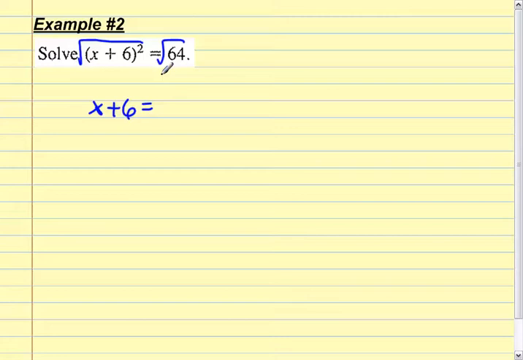Now, I don't have my calculator with me. Hang on a second. Oh, I do have my phone. 64 squared, let's see what that says. All right, come on, phone. Come on, phone. I need a new phone.